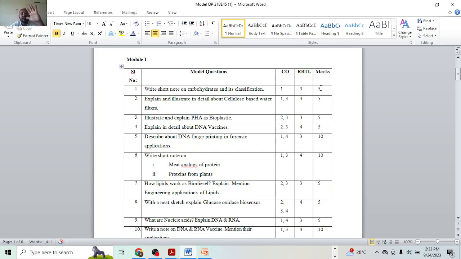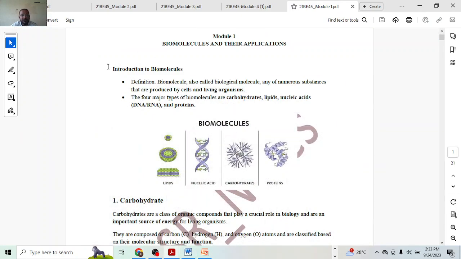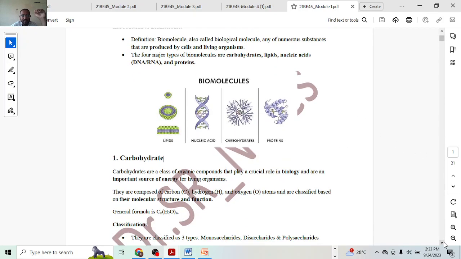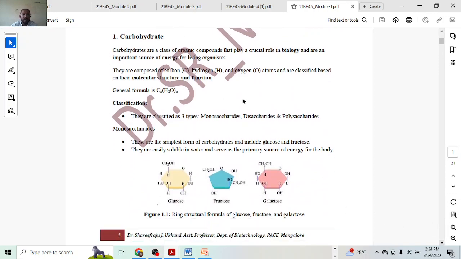For 5 marks, you only have to write as much as is required. So write a short note on carbohydrates, in the sense that you start with the carbohydrate. You don't have to write all these other things. Just go to the carbohydrates, start from here. A short note means you need to write in brief what carbohydrates are: write a definition of the carbohydrate, what it contains, and its formula.